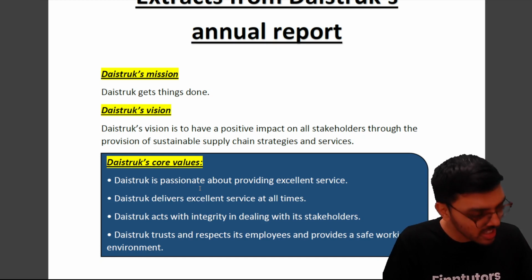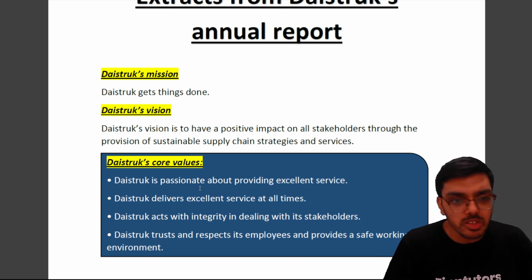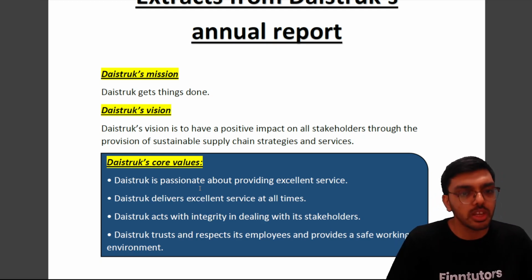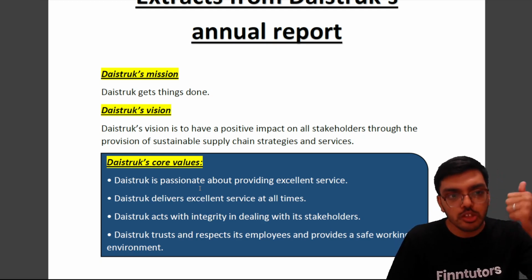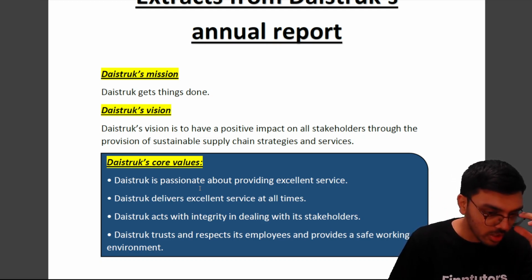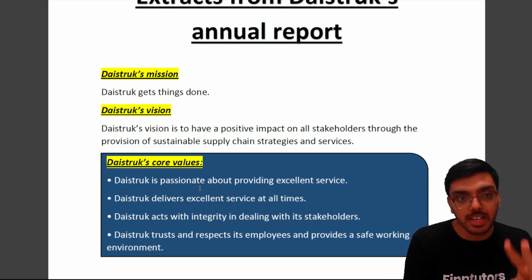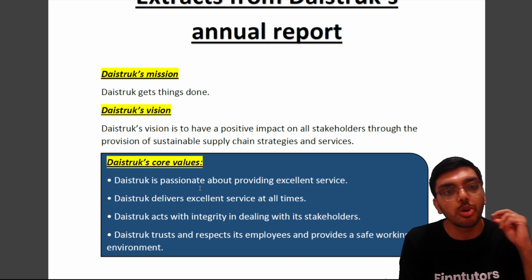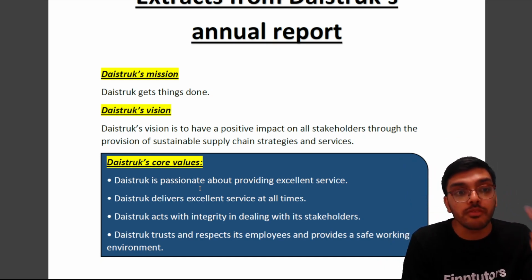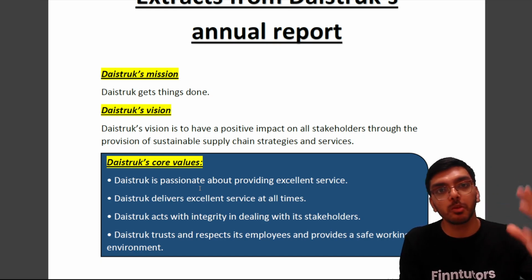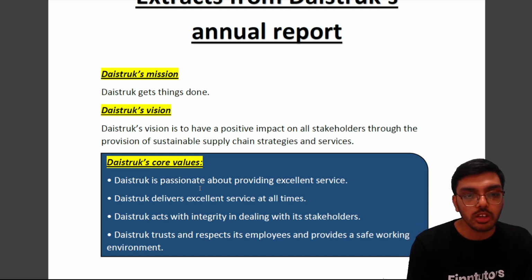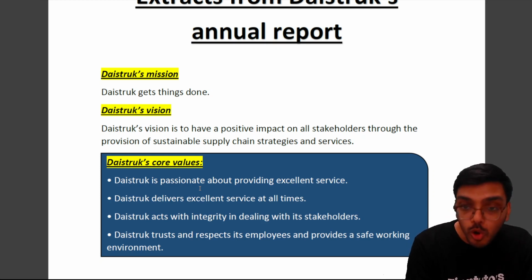Because when you're working as a senior finance manager, you will obviously want to be true to the mission, true to the vision of the company. So firstly, we get things done, something to remember to get to know the culture of the company, plus something that you can use when you go to mock question writing. Next, Daistruk's vision. Now the vision is where the company wants to go. What is our future plan? So Daistruk's vision is to have a positive impact on all stakeholders.